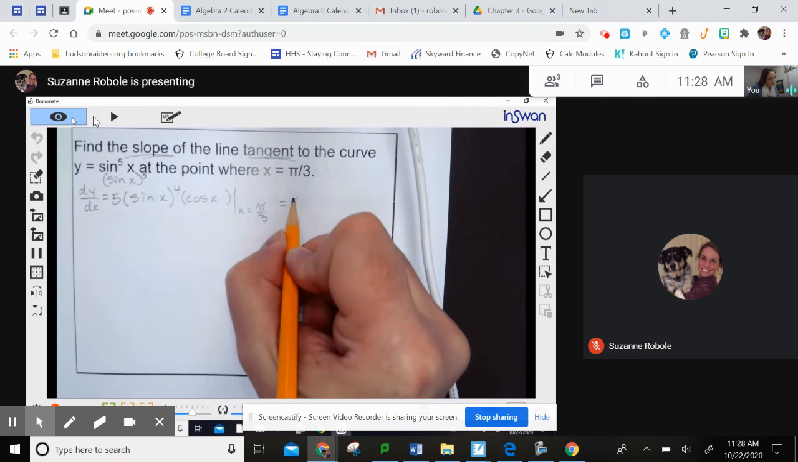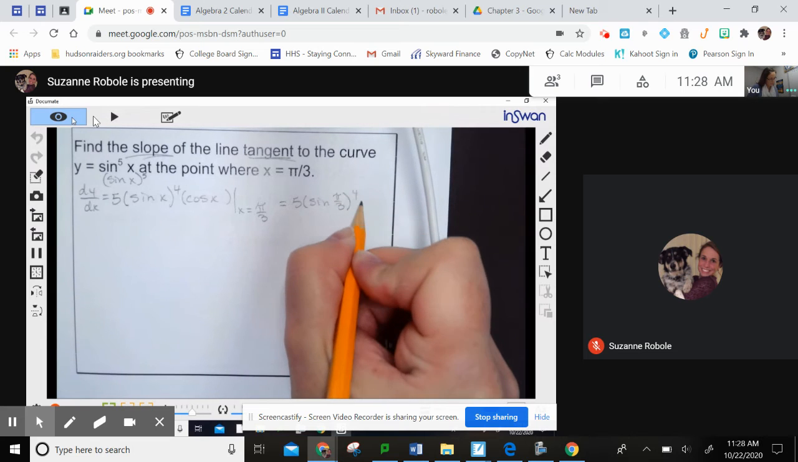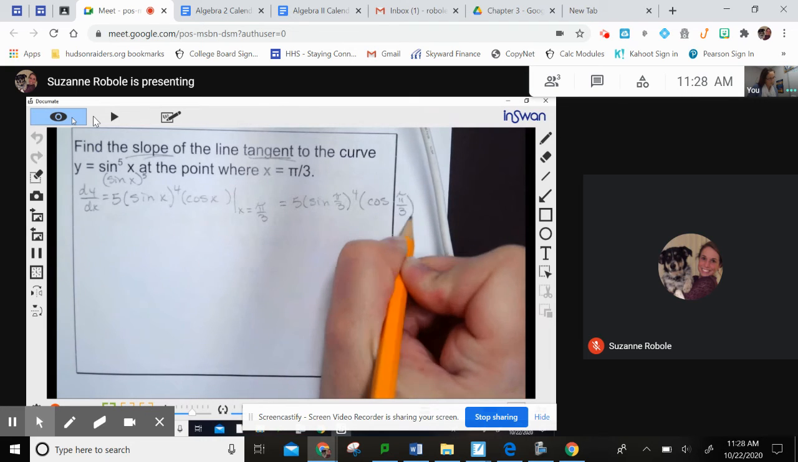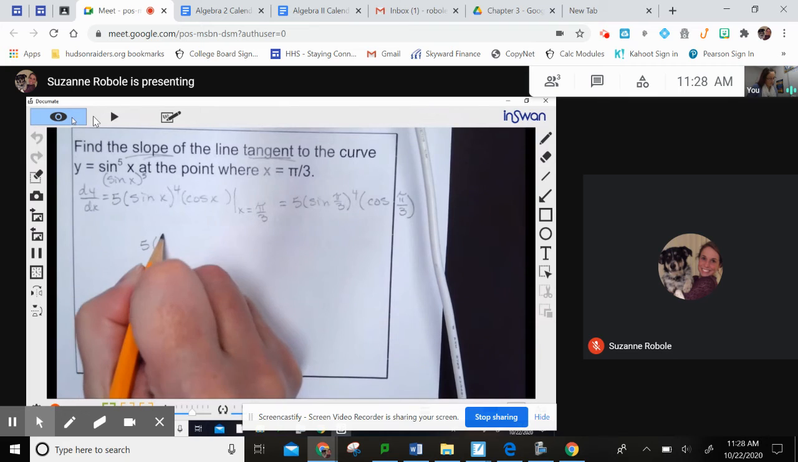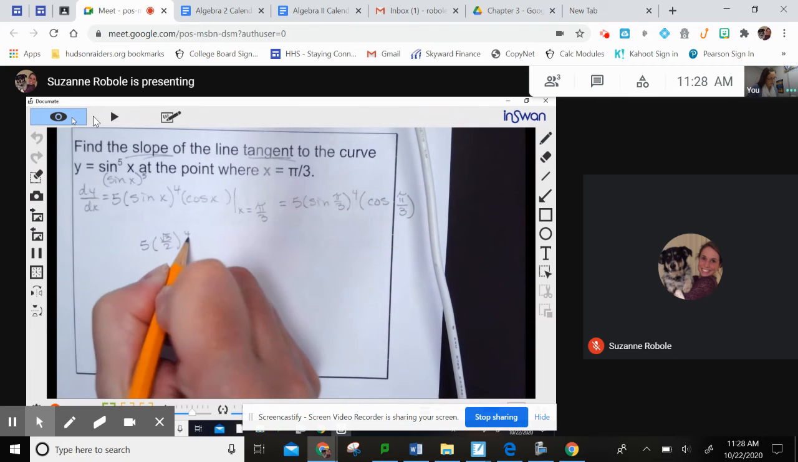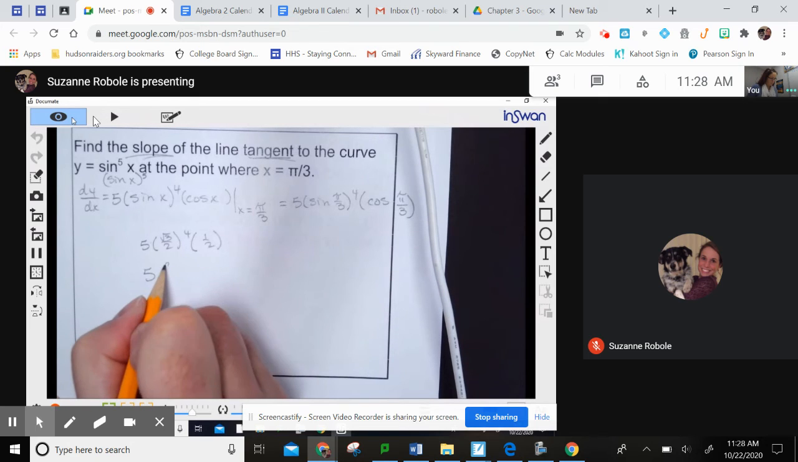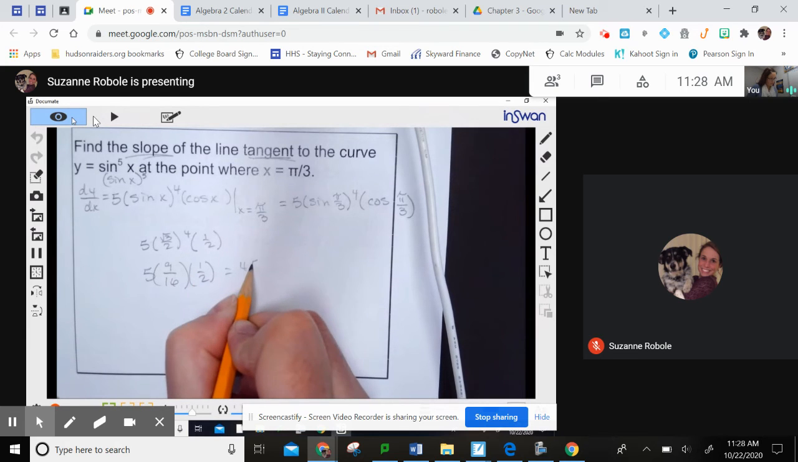And we are doing 5. What do we get? Up there, square root of 3 over 2 to the 4th. Cosine is 1/2. To the 4th is 16 and 1/2. So I get 45 over 32.